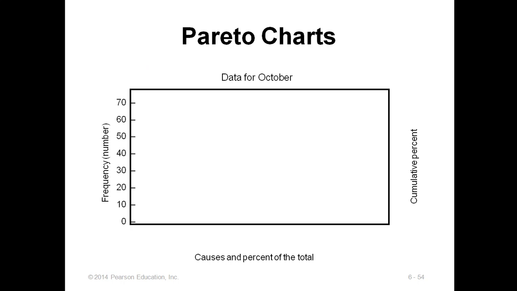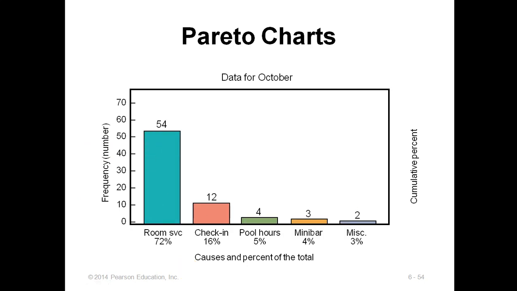So here is the problem. Here is an example from the hotel industry. Causes in percentage of the total, we have the cumulative percentage. The data is of October, and we have the frequency in numbers. So the hotel has multiple complaints: room service 54 complaints, check-in 12 complaints, pool hours 4 complaints, mini bar 3 complaints, and miscellaneous 2 complaints. And we've given the percentage to each. This is the cumulative percentage.